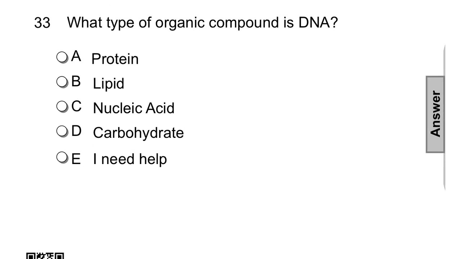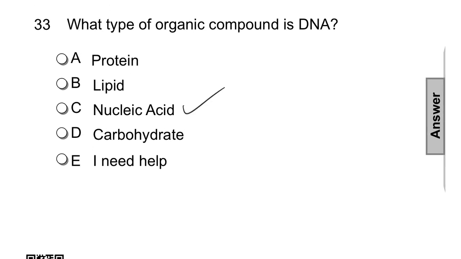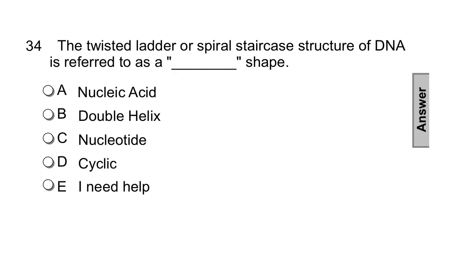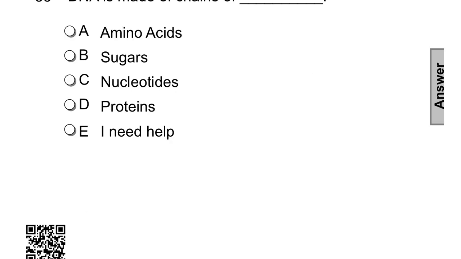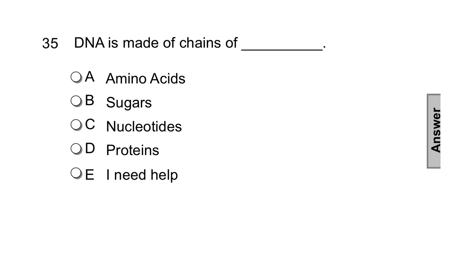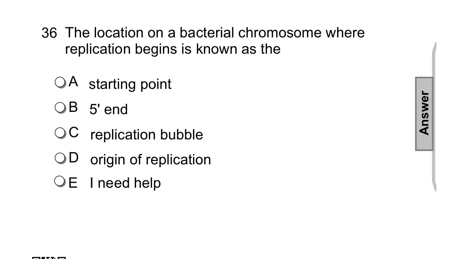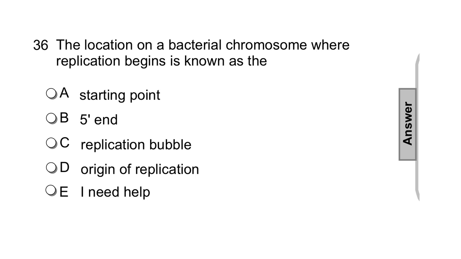What type of organic compound is DNA? This is nucleic acid. The twisted ladder or spiral staircase structure of DNA is referred to as a double helical shape. DNA is made of chains of nucleotides. The monomer of nucleic acids are nucleotides. The location of a bacterial chromosome where replication begins is known as the starting point. I would say starting point, but it's called the origin of replication.